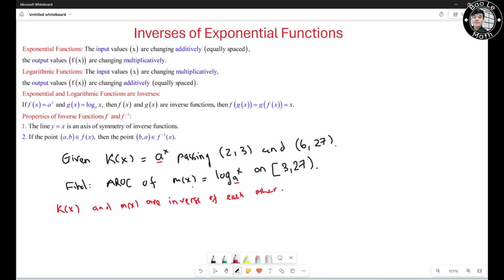So since two functions are inverses of each other, the domain of one function becomes the range of the other function. So the function log base a of s will pass through the points: (2, 3) turns out to be (3, 2), and (6, 27) turns out to be (27, 6), right?